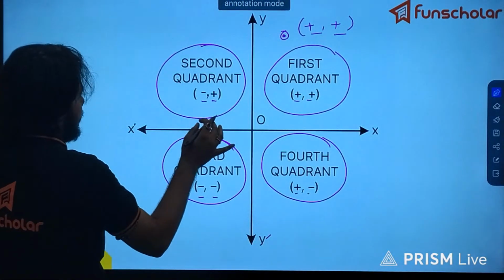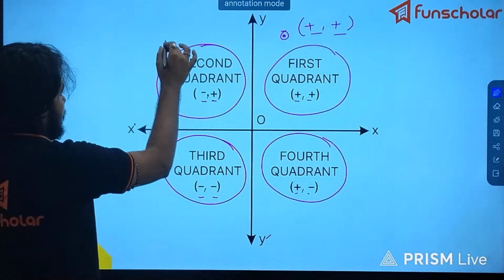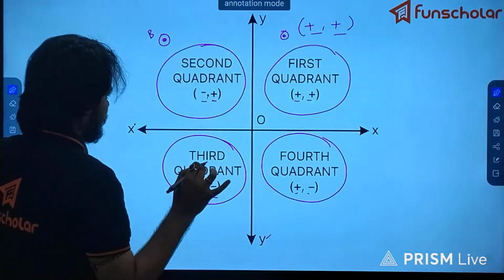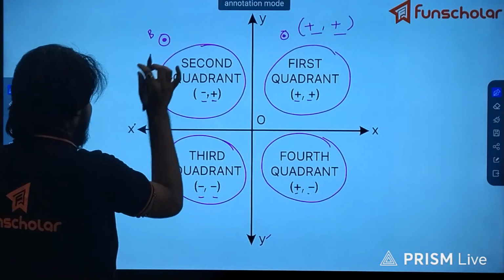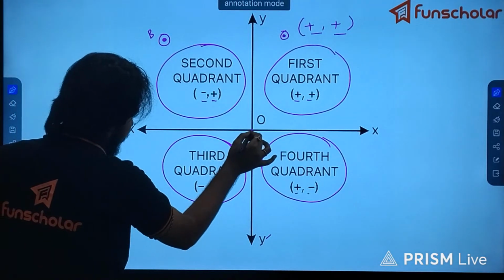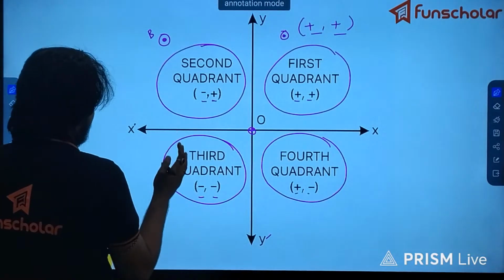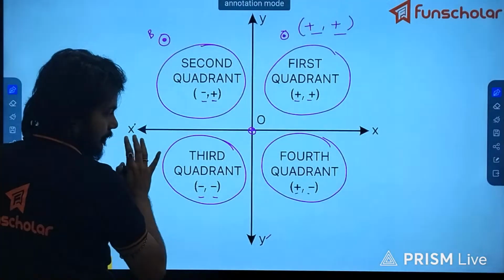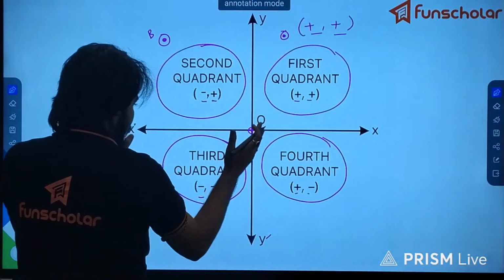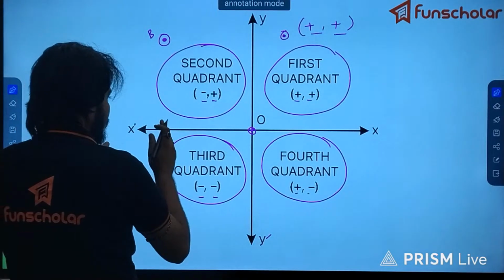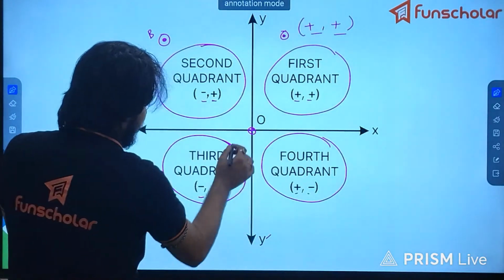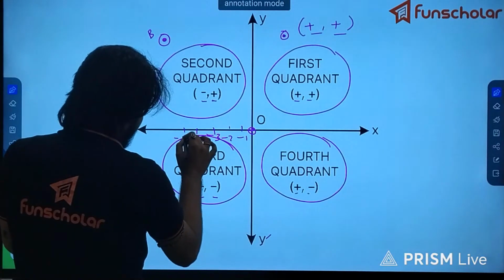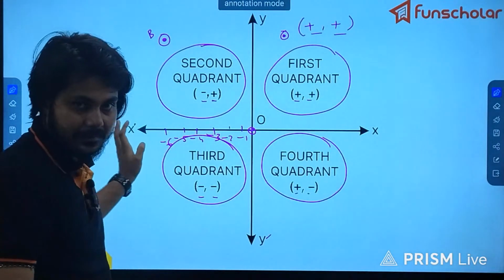Now any point that is in the second quadrant, suppose this is a point B that lies in the second quadrant. If you notice it, you will see that this point lies on the left side of the horizontal number line, and anything that is situated on the left side of 0 is considered negative: -1, -2, -3, -4, -5, -6 and so on, right?